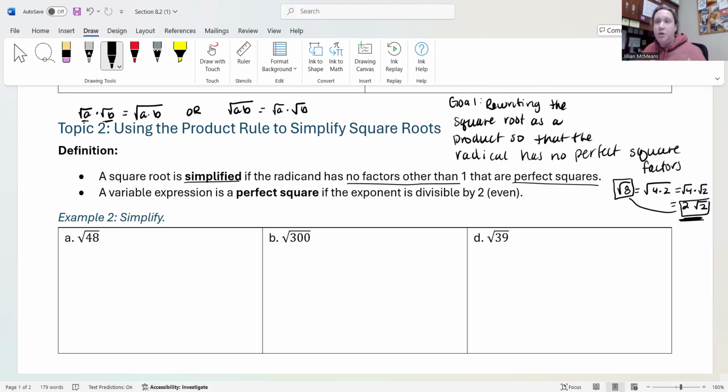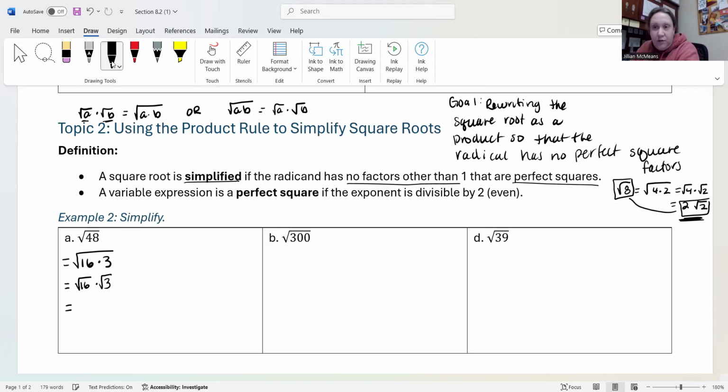Now, if you're on your game, you might say, oh, I know 16 is a factor of 48, and it is. So we could easily rewrite 48 as 16 times 3. Well, we can now use that product rule for square roots and say, we have the square root of 16 times 3, which we could write as the square root of 16 times the square root of 3.